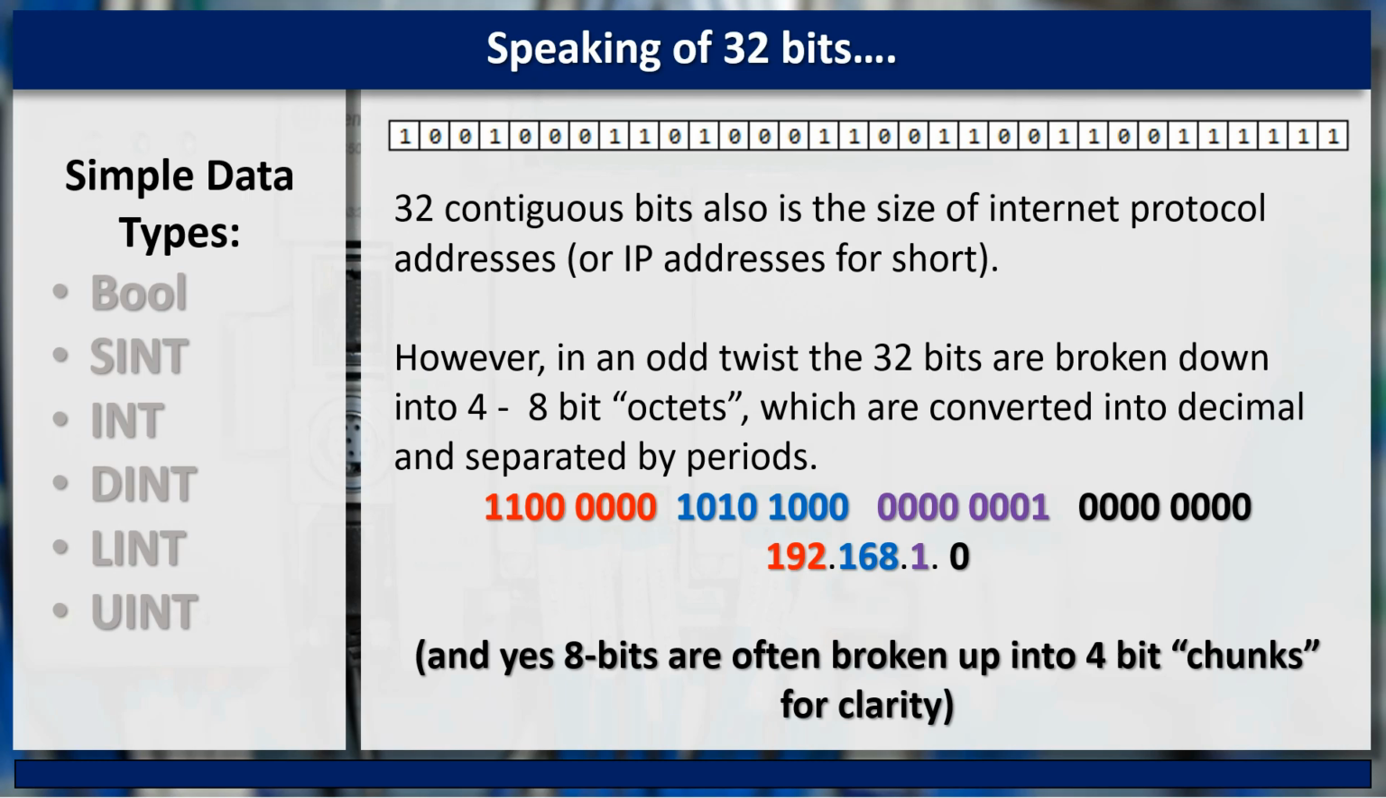addresses for short. However, in an odd twist, the 32 bits are broken down into 4 8-bit octets, which are converted to decimal and separated by periods. So 1100, 0000, 1010, 1000, 0000, 0001, 0000 would be translated into 192.168.1.0. And yes, 8 bits are often broken up into 4-bit chunks for clarity.